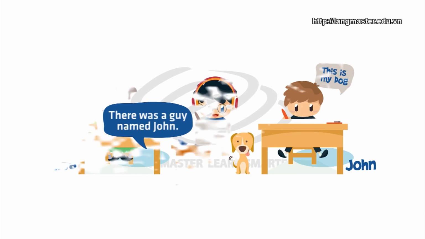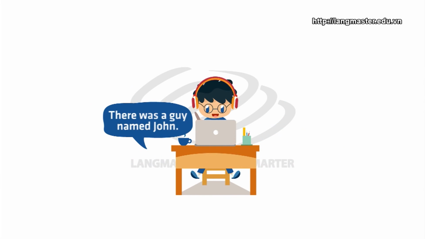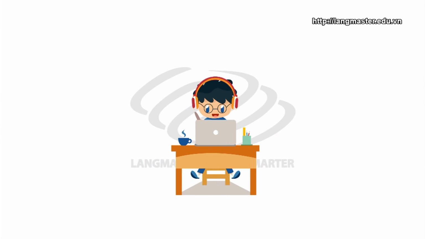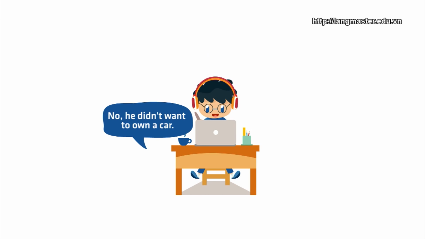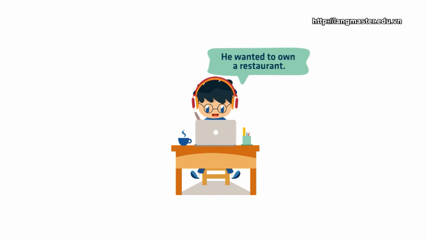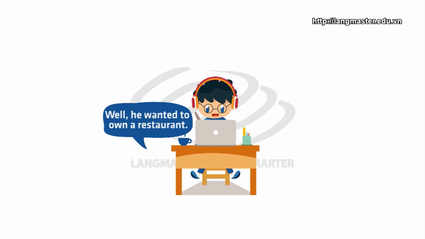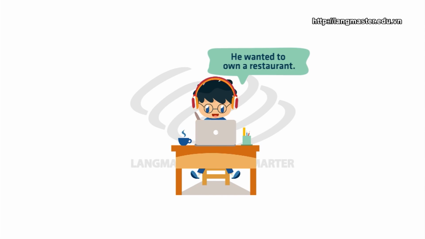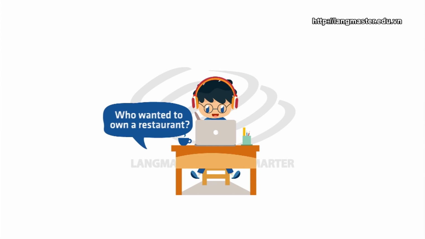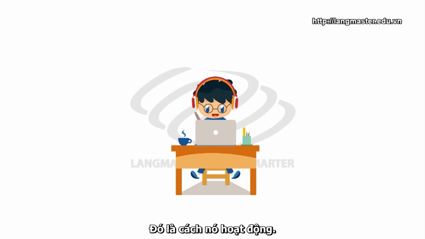Okay, so that's one example. Here's another one. There was a guy named John. He wanted to own a restaurant. Did John want to own a car? No, he didn't want to own a car. What did he want? He wanted to own a restaurant. Wow, he wanted to own a restaurant. Who wanted a restaurant? Okay, so that's how it works.